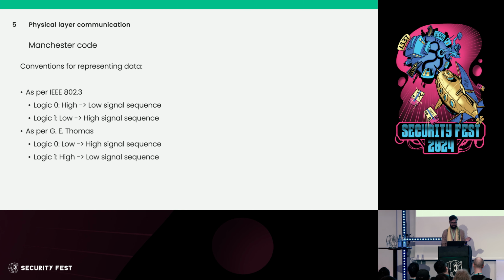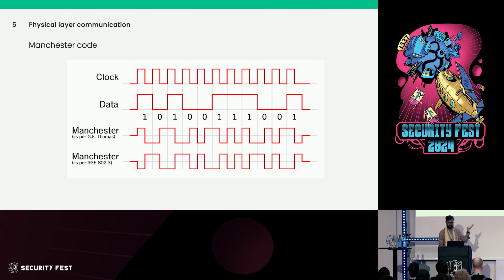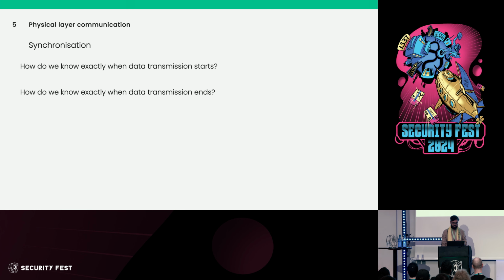Now, for Manchester code, there are two different standards. One is IEEE, one is G.E. Thomas, and basically the interpretation is opposite. That is the only change. Here's an example of Manchester code. On top, you see the clock signal at a specific fixed frequency. Below that, you see the data signal. And then you see the phase modulated signal that is getting transmitted, okay?